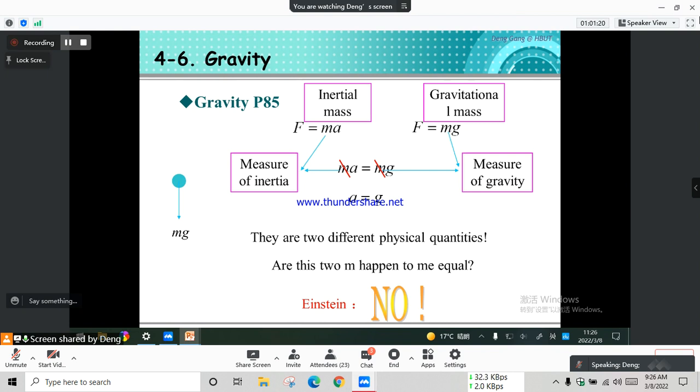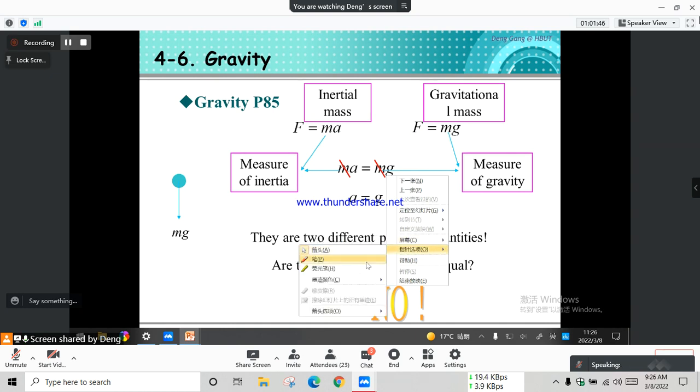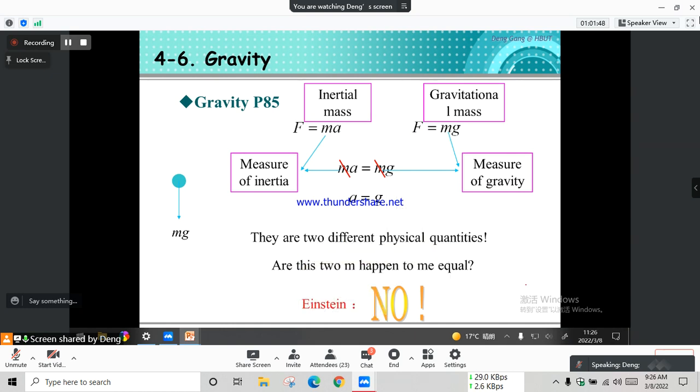Newton, at that time, realized that something falling and something going around the Earth, like the moon, and the apple falling from the tree to the Earth, is actually the same kind of motion. So why are they actually the same? We can explain that. Because the force on them is the same.